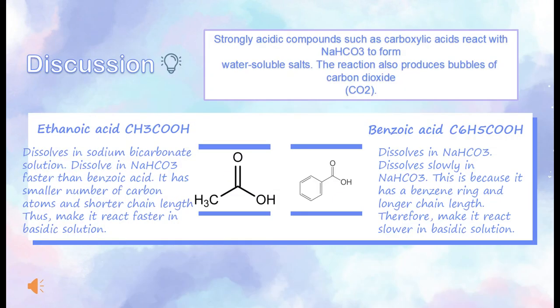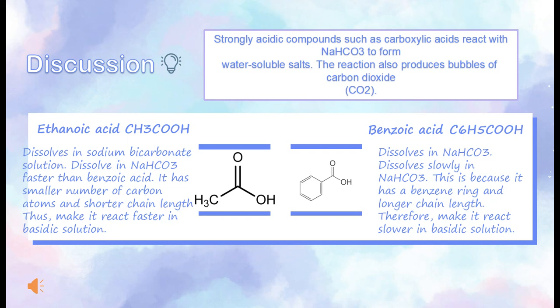So next we are going to the best part, which is the discussion. As you can see, I put a little note beside the discussion which says strongly acidic compounds such as carboxylic acid will react with sodium bicarbonate solution to form water-soluble salts. The reaction also produces bubbles of carbon dioxide. So the bubbles that appear in our observation are actually carbon dioxide, and they appear because of the reaction of sodium bicarbonate solution with these carboxylic acids.